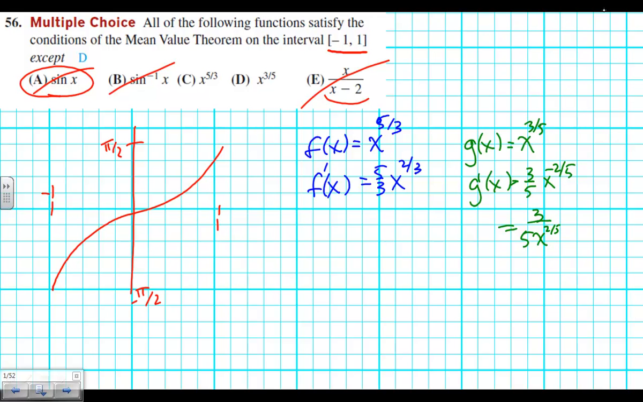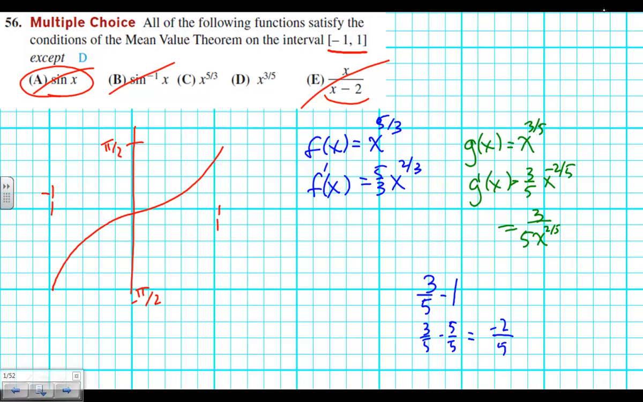I understand. Drop the power down, reduce the power by 1. But I'm thinking if you subtract 5/5 from 3/5, I thought that would be different. 3/5 minus 1, which is 3/5 minus 5/5, is something over 5. 3 minus 5 is negative 2.